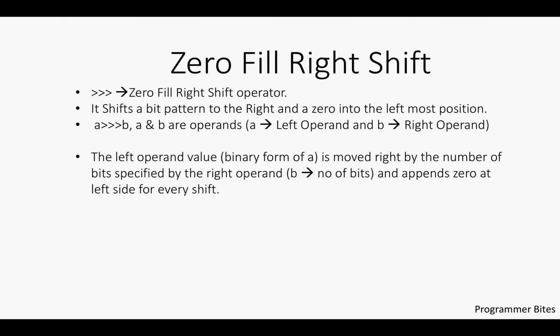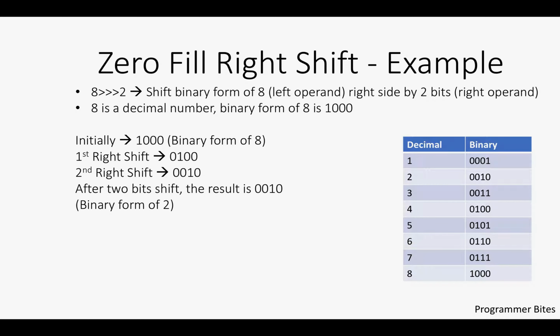on every shift. Let's see the example. 8 zero fill right shift 2. It shifts the binary form of 8 to the right by 2 bits and appends 0 at the left side. Let's see how this operation works. Initially it is 1000, that is the binary form of 8.